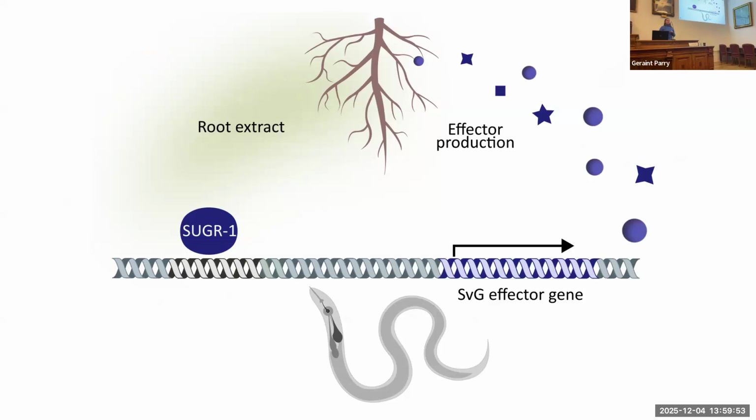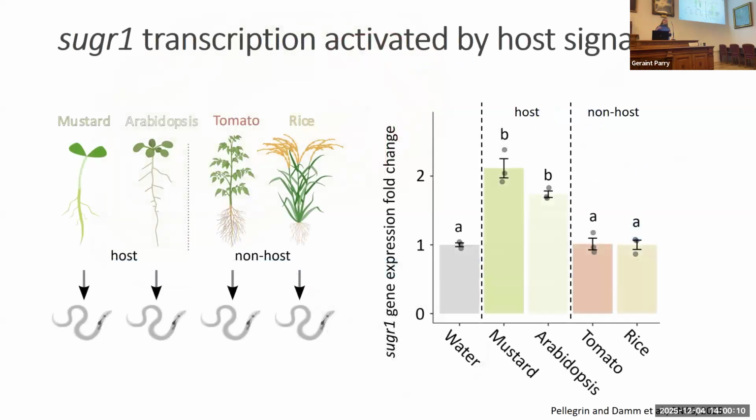We wanted to learn a little bit more about this activation of nematode parasitism by this root extract. And the first question we asked is, is this some kind of generic property of plant extract? Or is this something that's specific to the host of this nematode? And to test this, we had a very similar experiment to what you saw in the beginning, but this time we added in more species. So we still kept mustard, our host plant. We added in another host plant, Arabidopsis, and we added in 2 non-hosts, tomato and rice.